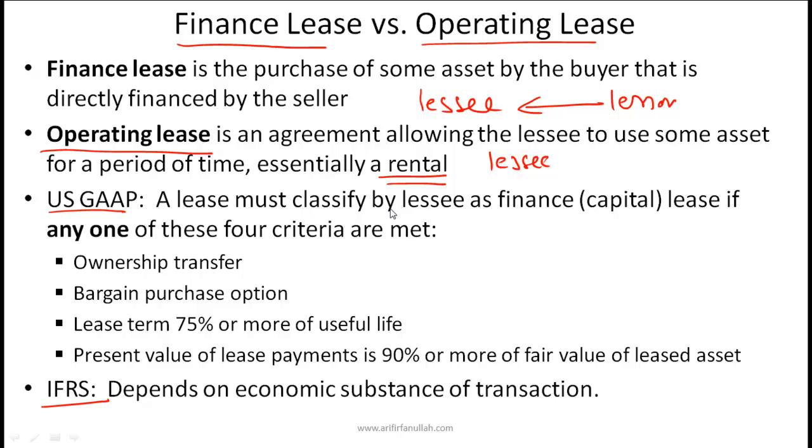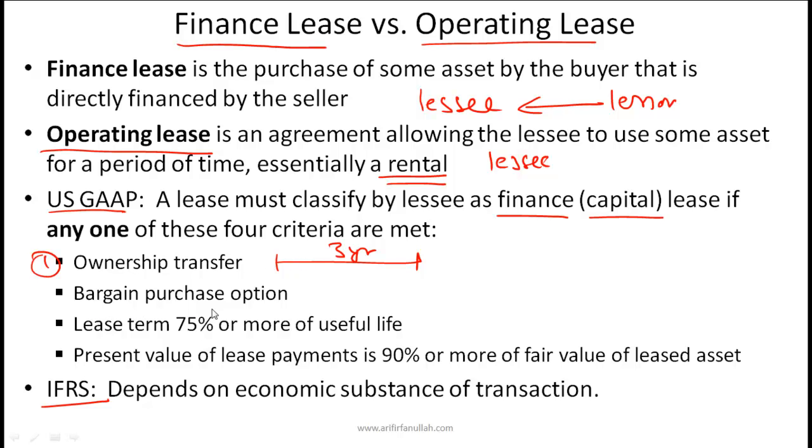So a lease must be classified by a lessee as a finance lease, also called capital lease, if any one of these criteria are met. Number one is ownership transfer. So let's say we have a 3-year lease agreement, and at the end of this lease agreement the asset is transferred from the lessor to the lessee, then this must be classified as a finance lease.